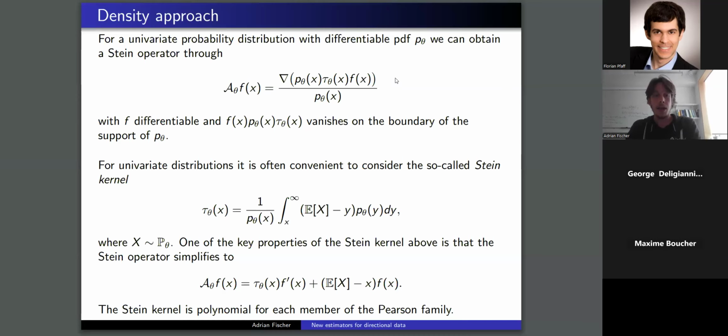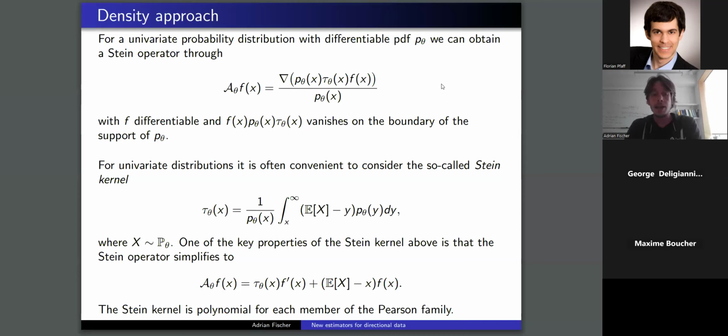The class of test functions consists of all functions that are differentiable and such that f times p times tau vanishes on the boundary of the support of the distribution. One may note here that a possibly complicated normalizing constant will just disappear, because we have the derivative of p over p. This function tau is just there to add some flexibility in order to gain a simple Stein operator.